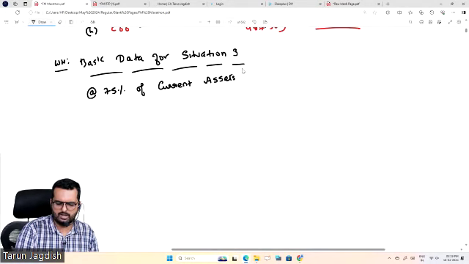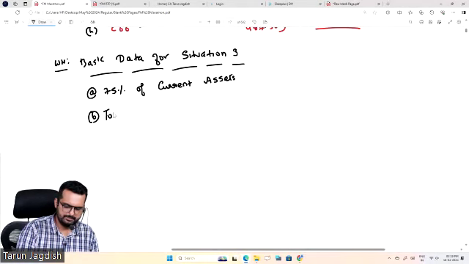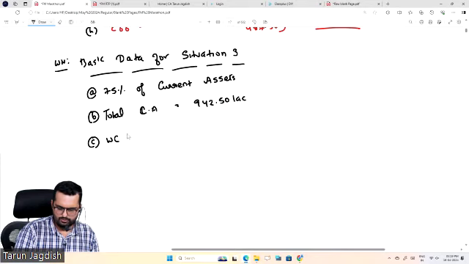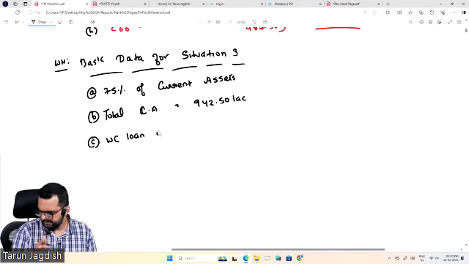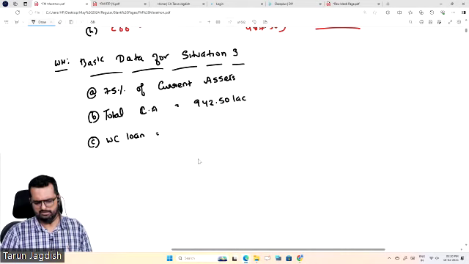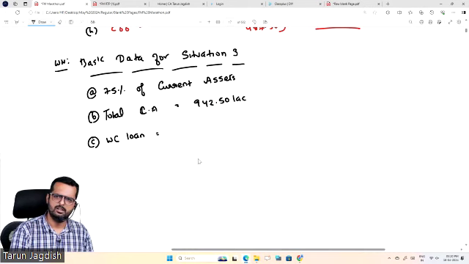So friends, did we already find out the total current assets earlier? How much is the total current assets? Everyone check and tell me. Total 942.5 lakhs. Therefore, your working capital loan will be 75% of, wait, 725.41 is your current assets. Come again.